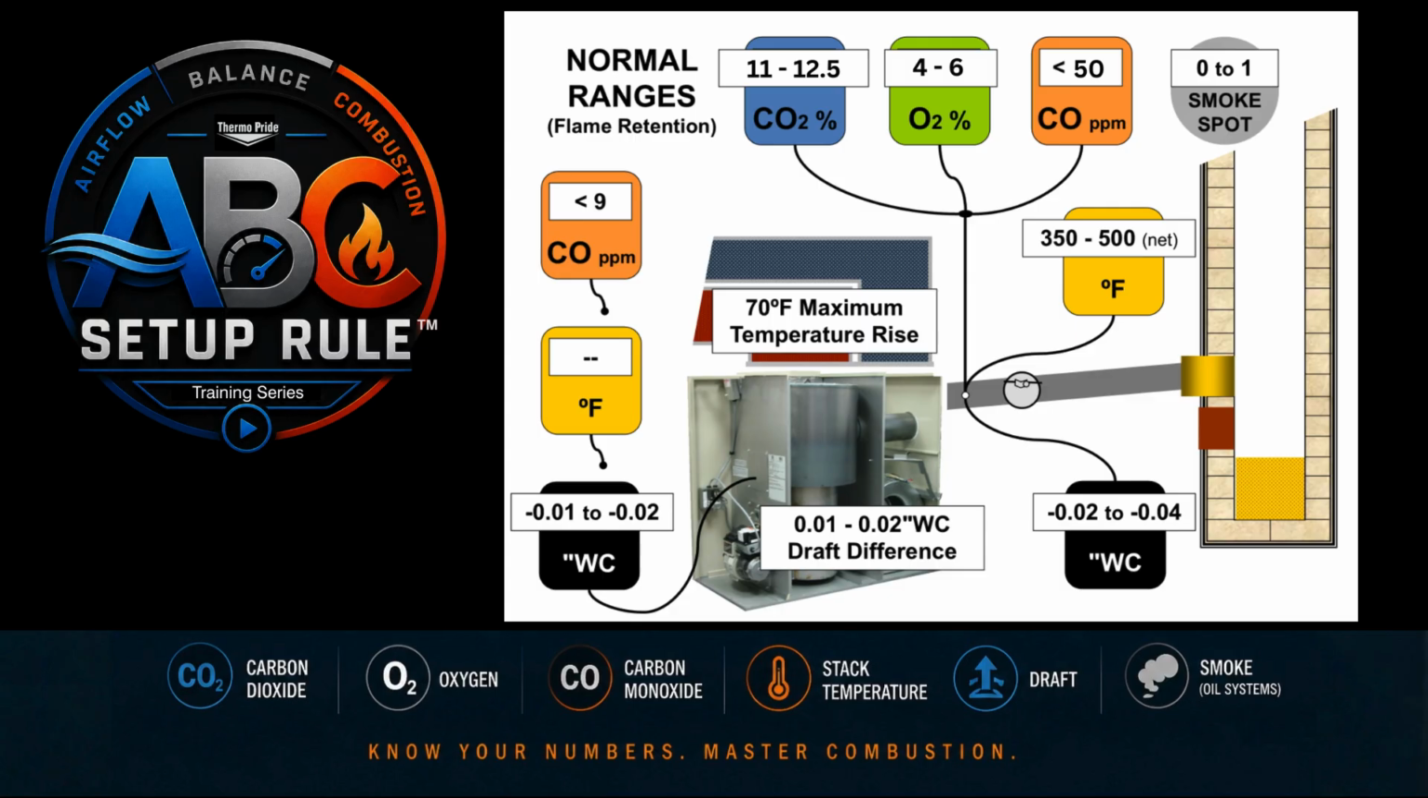Each of these readings provides important information about how the furnace is operating. CO2 and O2 readings help us determine the air-to-fuel ratio and overall combustion efficiency. Carbon monoxide, CO, indicates safety and whether combustion is complete. Stack temperature helps identify how much heat is being transferred versus how much is being lost up the chimney. Draft ensures the proper movement of combustion gases through the heat exchanger and out through the venting system. Smoke testing, used in oil systems, indicates how cleanly the fuel is burning.